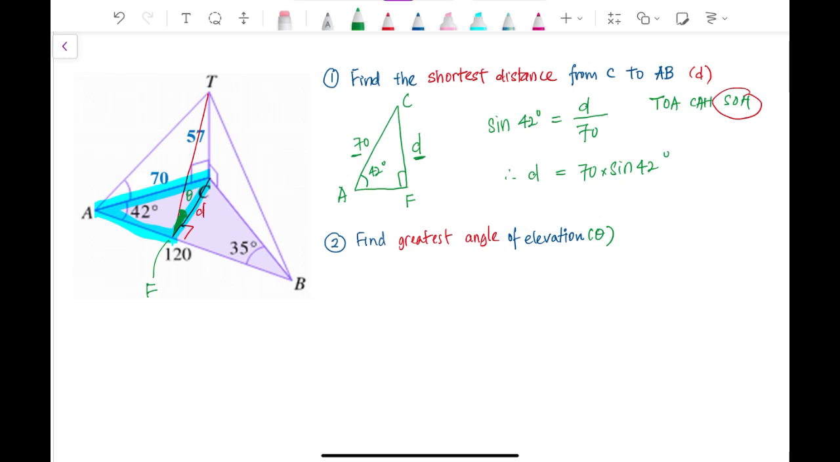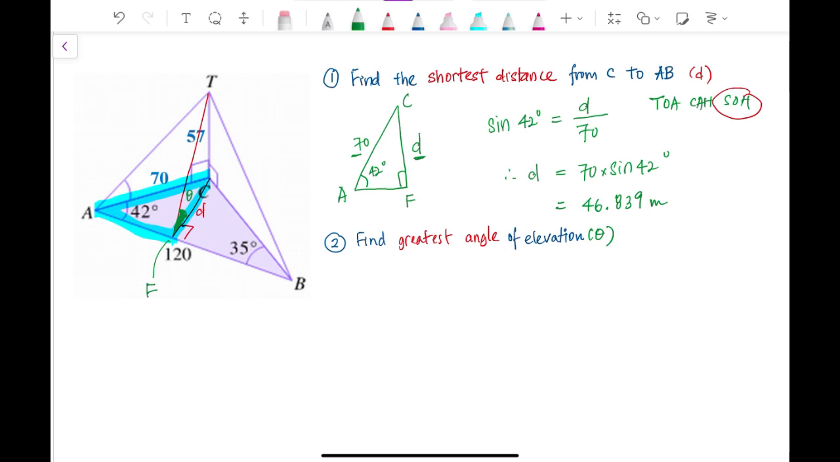If you use a calculator, you can simply get the answer, which is equal to 46.839. This will be the distance for D, or I can also just leave the answer as 70 sine 42. I can just use that to substitute into the equations later on.